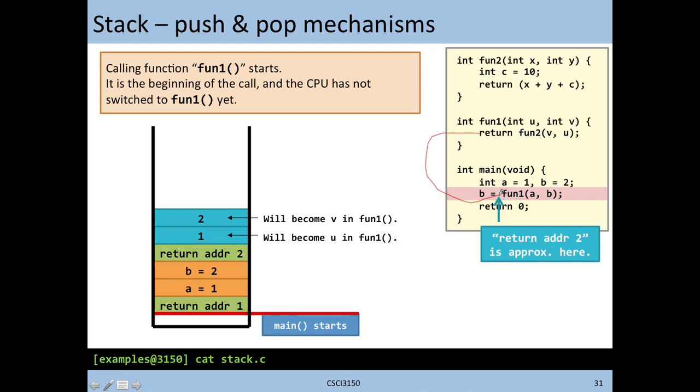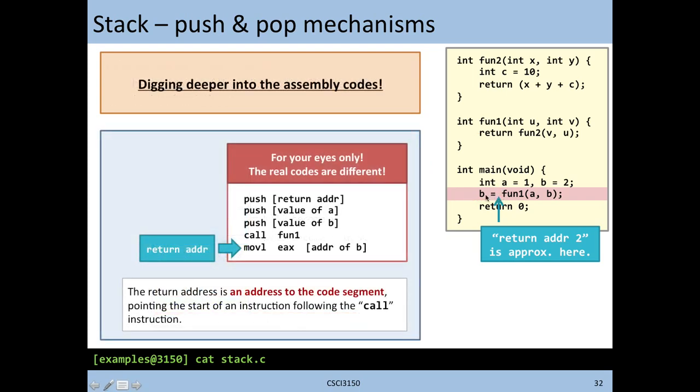Oh, by the way, what is this location? Let me jump ahead one slide. This is just for your eyes only. This is not a real implementation using assembly code, just an illustration. The illustration says that I have this return address pushed into the stack, and when I pop the return address, it means that I will go back to this location to continue the execution of the original main function. Oh, by the way, you will find two extra push instructions. The push instructions concern the values of A and B.